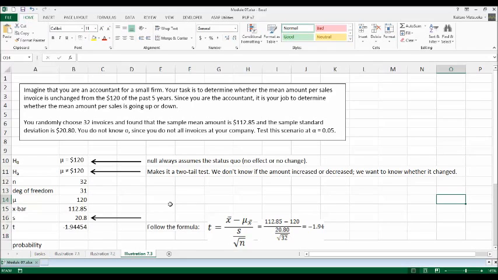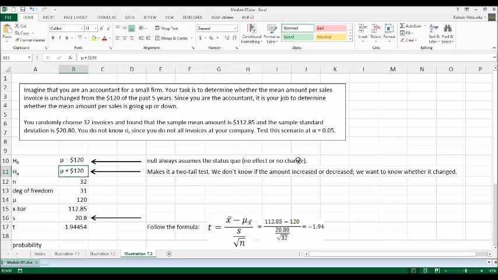So in this case, you assume the mean is the same as 120 pounds. Alternatively, since you don't know if it's going up or down, you just say, okay, I have no idea, but I know it's not going to be the same as 120 pounds. So you make it not equal to 120 pounds. That's what makes it a two-tailed test, because we don't know if the amount increased or decreased, but we want to know whether it changed. So this is how you set up the null hypothesis and alternative hypothesis in case you don't know if it's greater or less than.